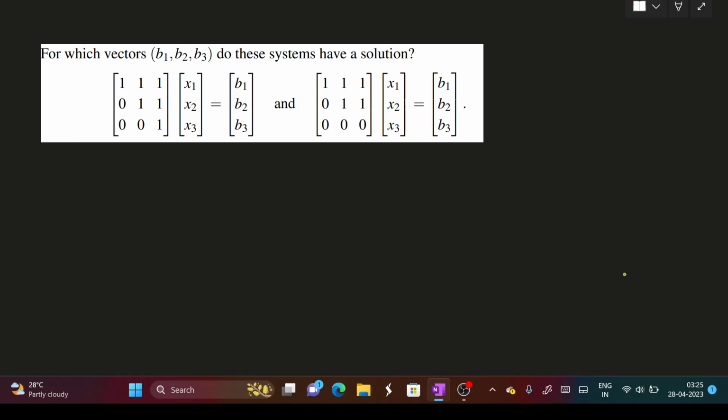So now the question is, for which vectors b1, b2, b3 those systems have a solution. Already observe here, both the system of equations coefficient matrix are in echelon form. If any coefficient matrix is non-singular, then for every RHS vector, it has solution and the solution is unique. So here, the first matrix is having 3 pivots. This is pivot 1, this is pivot 2, this is pivot 3. So it has full set of pivots. That means this matrix is non-singular.